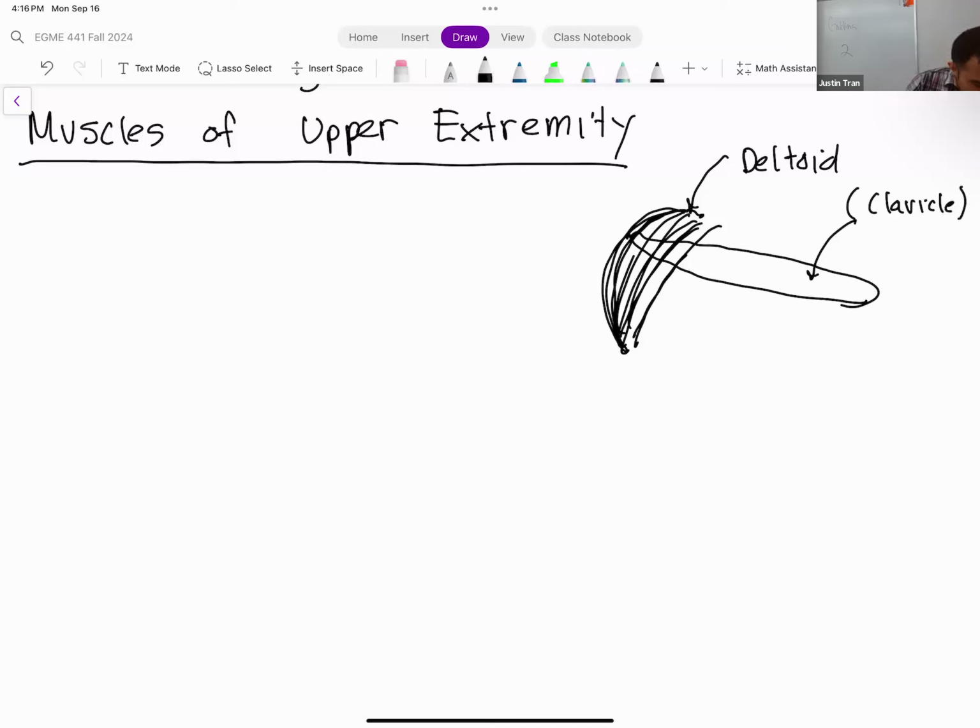Right underneath the deltoid muscle is your chest muscle, or the pectoralis. So the pectoralis muscle, the fibers run this way, like that. It's a trapezoidal looking muscle as well.